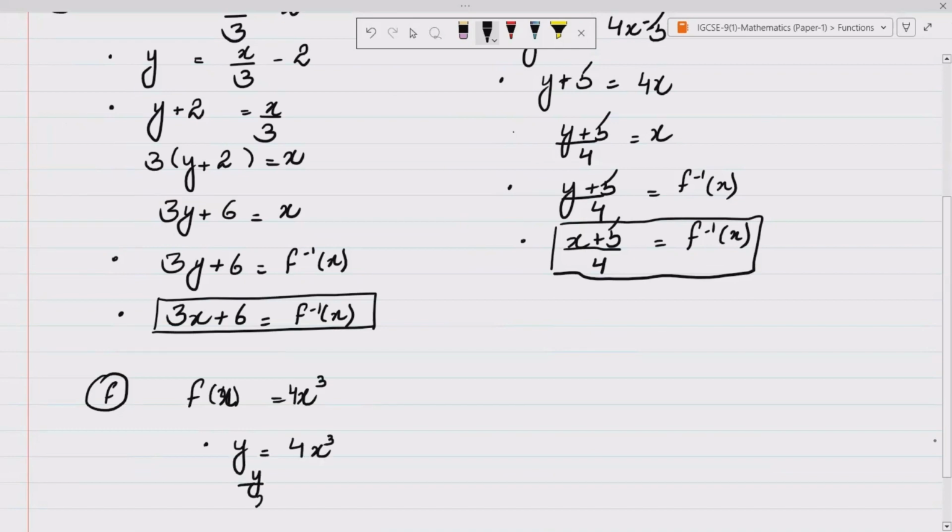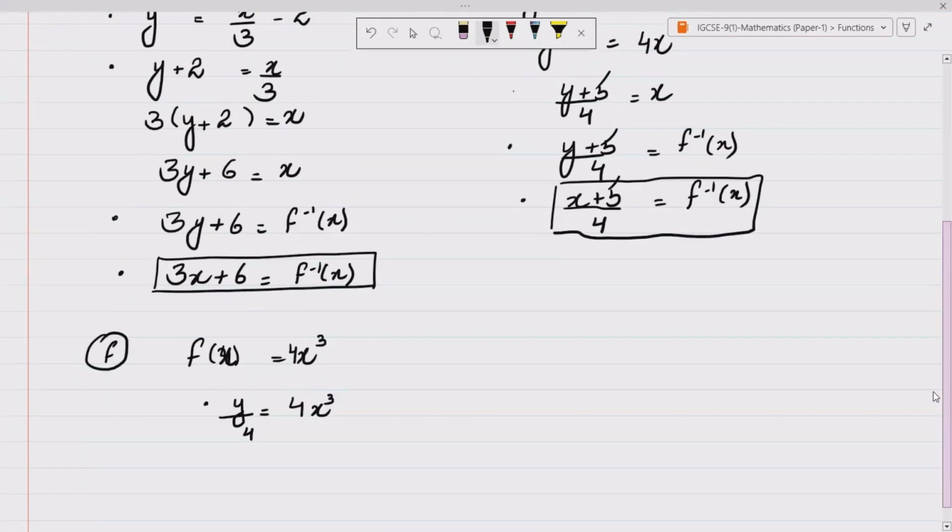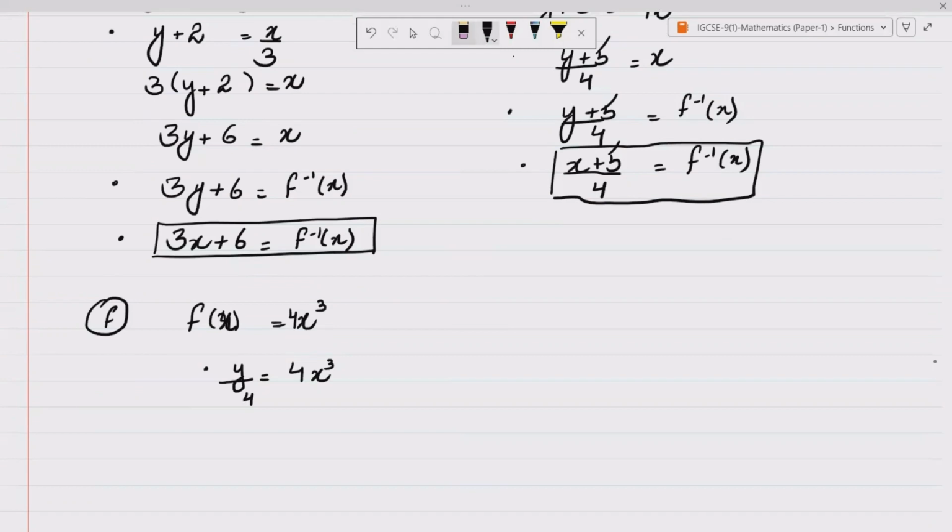Then y upon 4. So let's do it in the other step. So y equals 4 x cube. This is the first step. The second step, y upon 4 is equal to x cube. Then we have x cube.